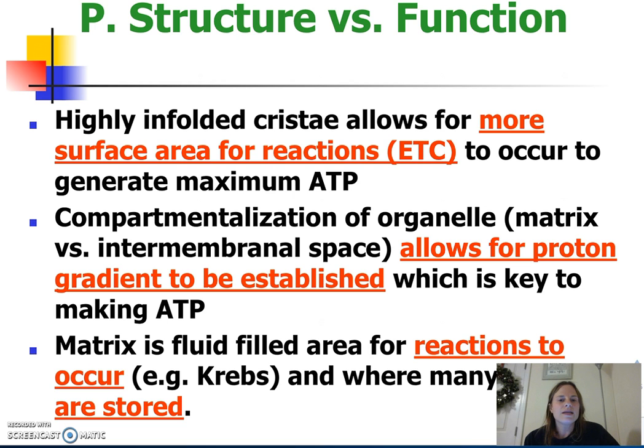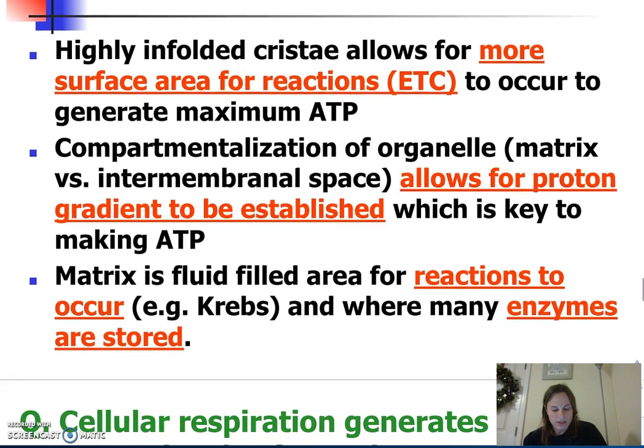If we look at how the structure of the mitochondria is related to its function, we note that the highly enfolded cristae enables a greater surface area, which enables more ETC reactions to occur. We notice that the mitochondria is compartmentalized. That allows for the proton gradient to be established. Further, the matrix is a fluid-filled area for reactions to occur and where many enzymes are stored.